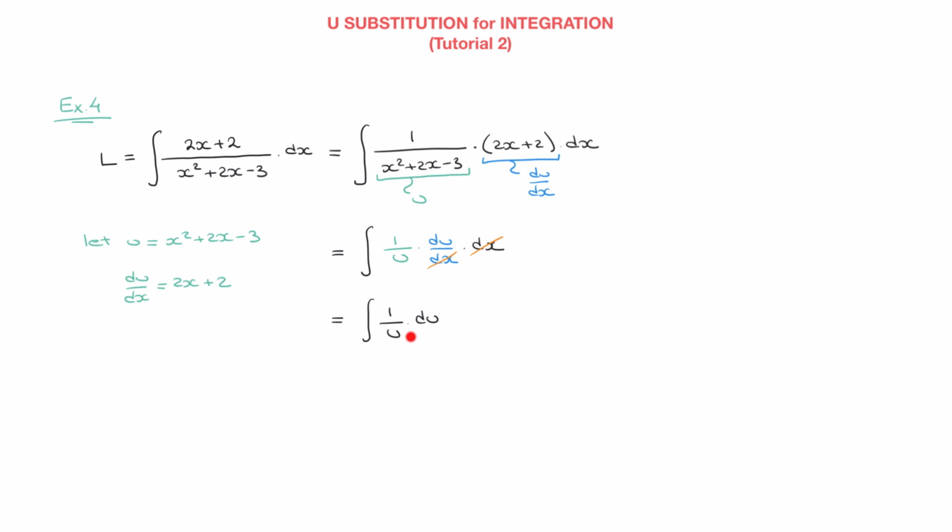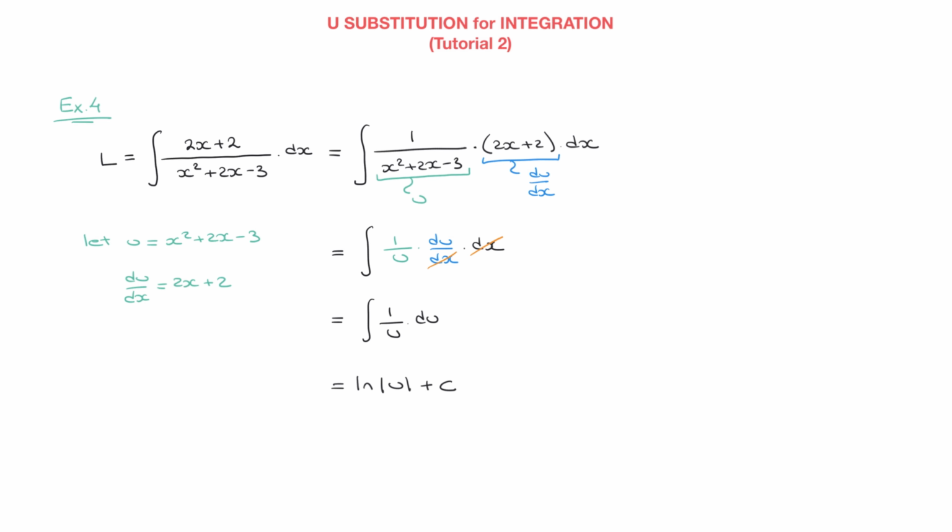And so all we have to do now is integrate this the usual way, treating u as our variable. Remember, the integral of 1 over x is a well-known result. Indeed, the integral of 1 over x is ln of the absolute value of x. So this becomes ln of the absolute value of u plus some constant of integration c.